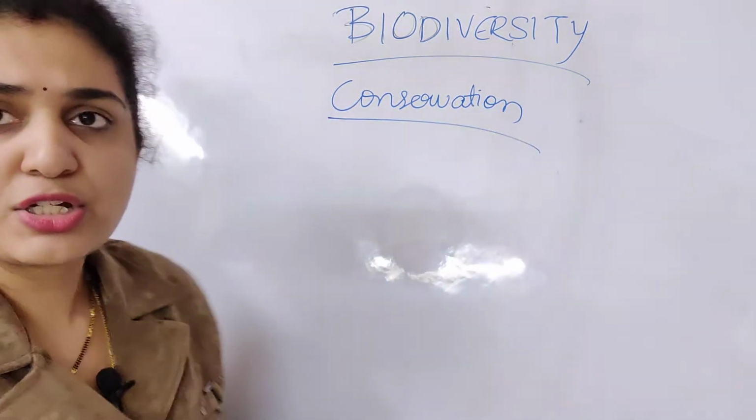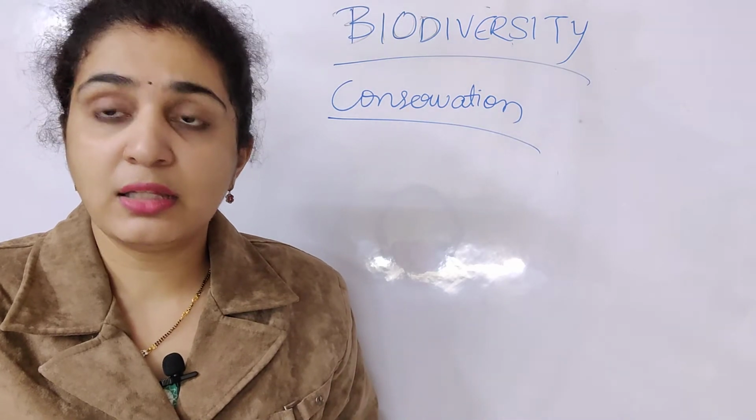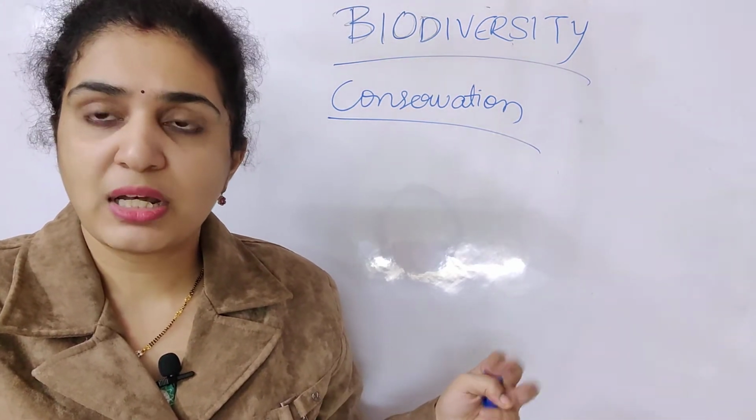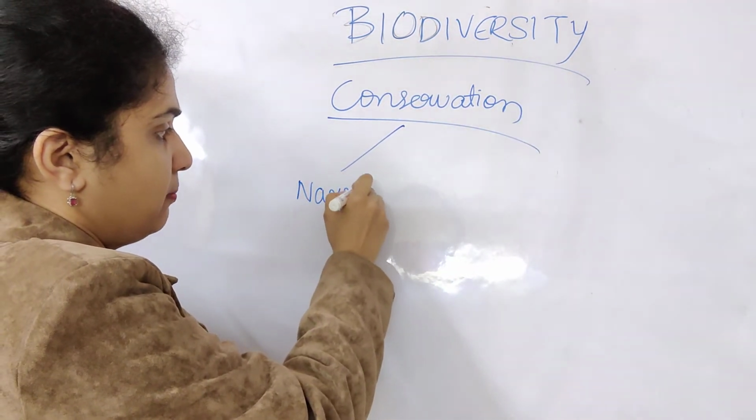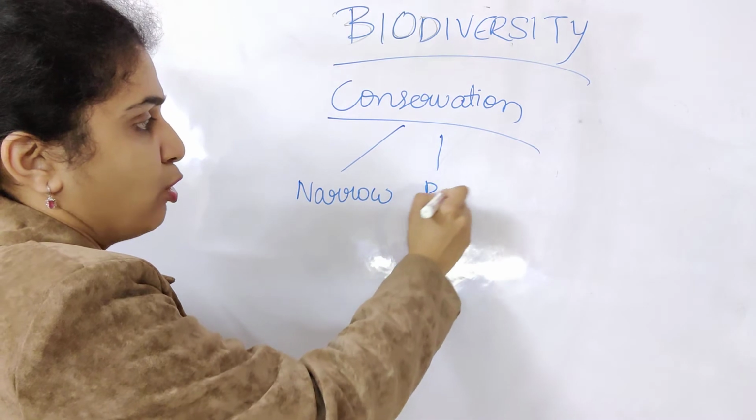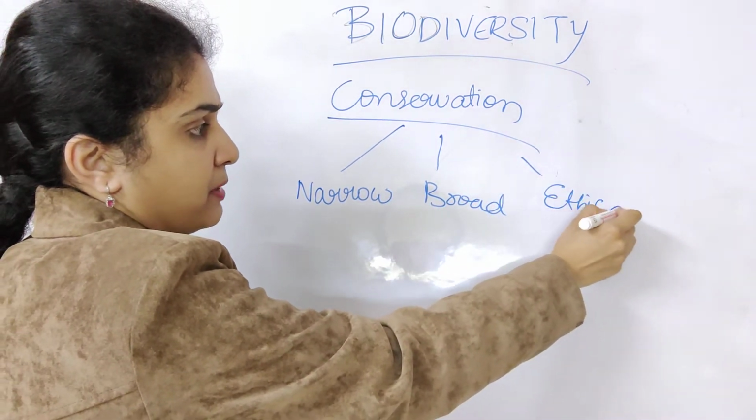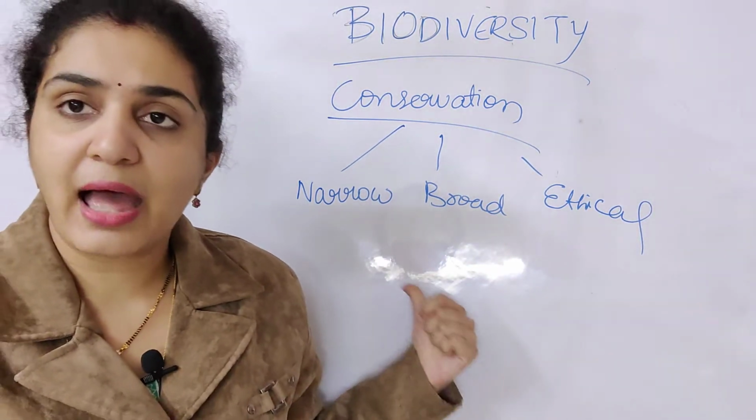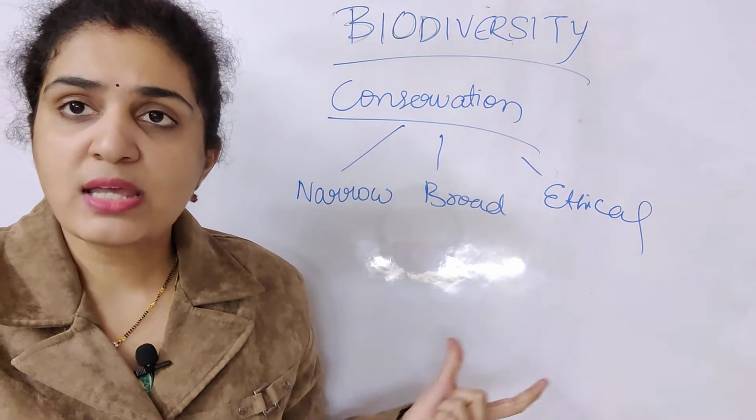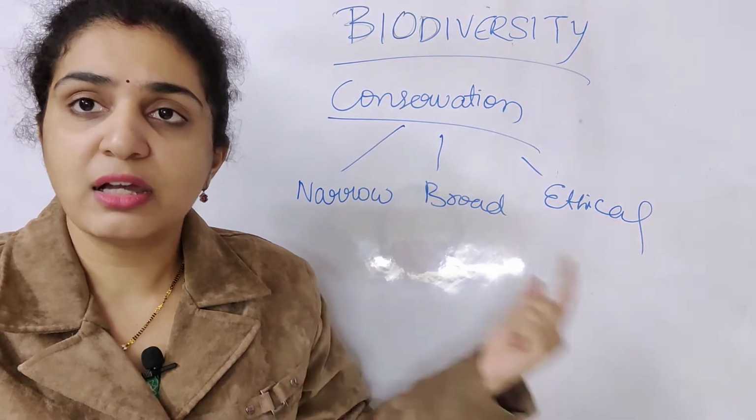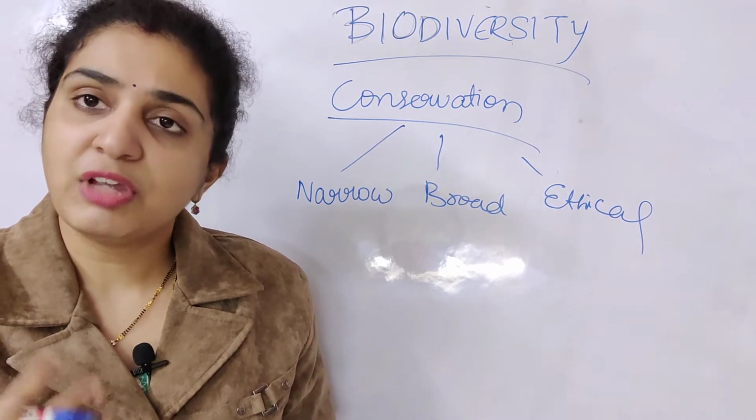In the conservation of biodiversity, basically, there are three important arguments which they apply. First one is narrow utilitarian. Second is broad utilitarian. The third is ethical argument. So in this narrow utilitarian, how is the biodiversity useful for us? Here we are trying to explain why biodiversity is useful to us so that we can conserve it.